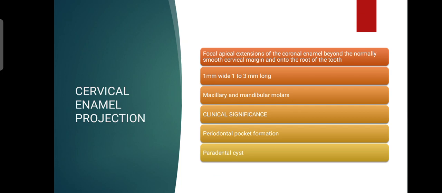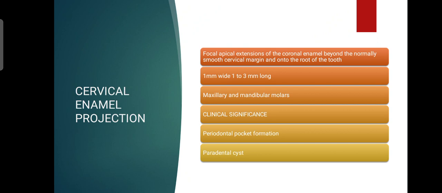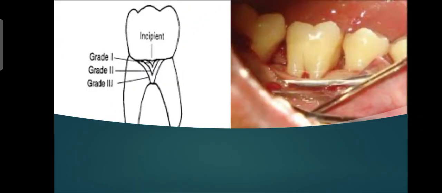These are approximately 1 millimeter wide and 1 to 2 millimeters long and occur primarily on the maxillary and mandibular molars. Their clinical significance relates to the fact that they could contribute to periodontal pocket formation. As you can see in the diagram, due to this cervical enamel projection, there will be a pocket formation, and when there is a pocket, it can progress into periodontal disease.